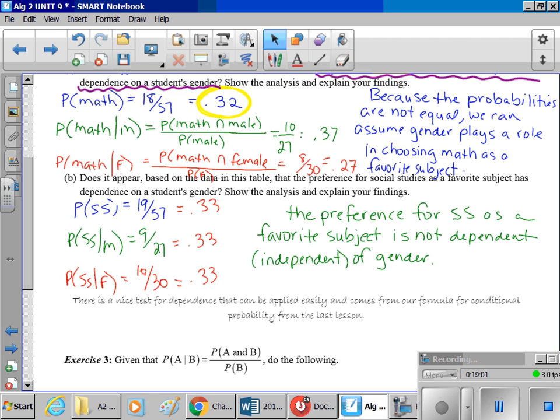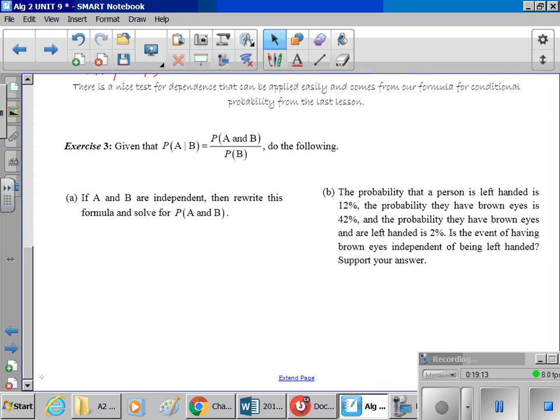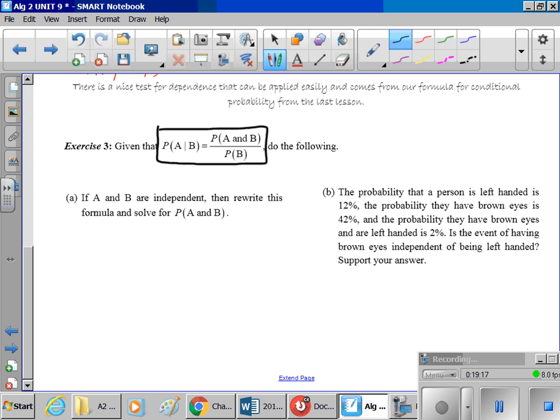So there's a really nice test for dependence that can be applied easily and comes from our formula for conditional probability from the last lesson. Given that the probability of A given B is the probability of A and B over the probability of B, if A and B are independent, then write this formula and solve for the probability of A and B.